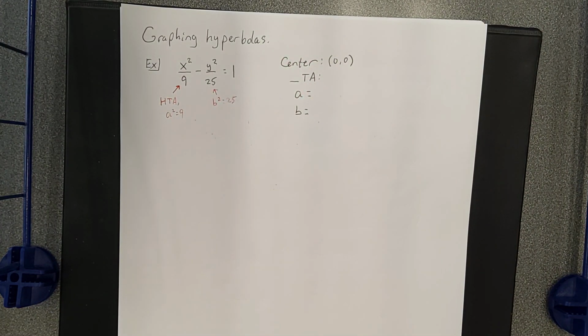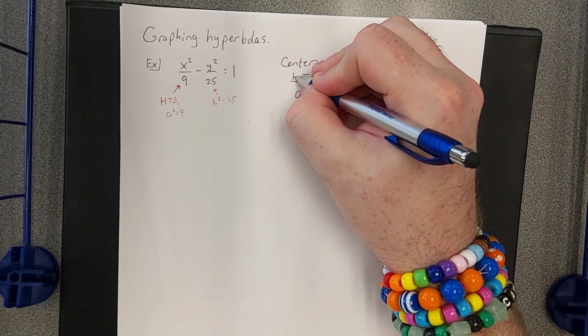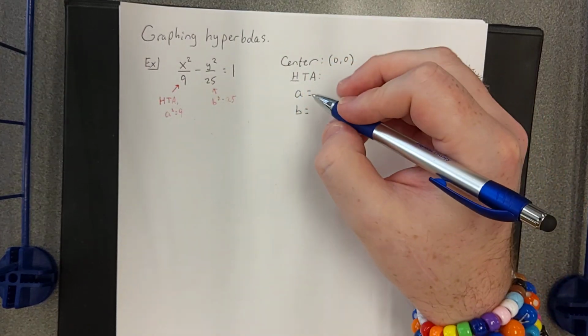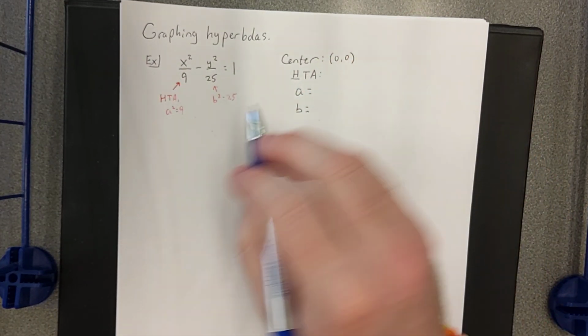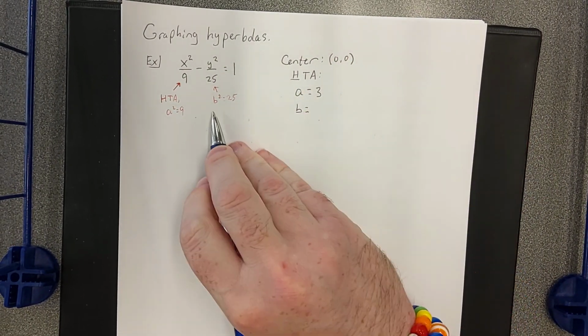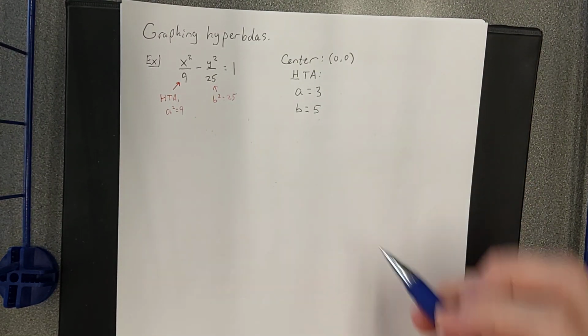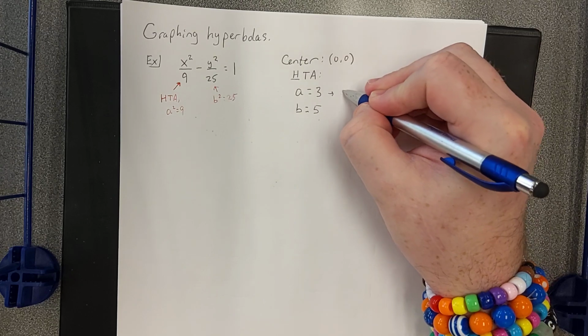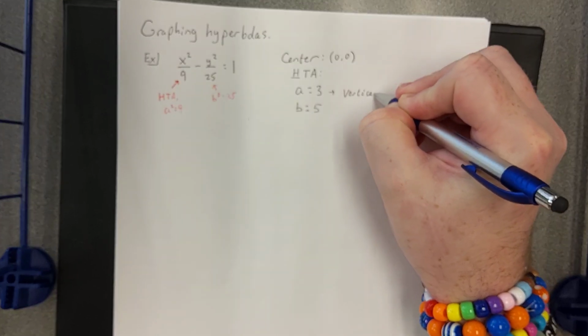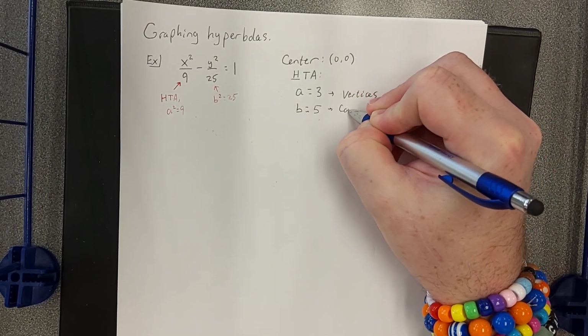So with those things in mind, we just said that means a horizontal transverse axis. We can arrive at the conclusion that a is going to be equal to 3, and with b squared equals 25, b will be 5. Now, these two are going to allow us to get our vertices and our co-vertices.